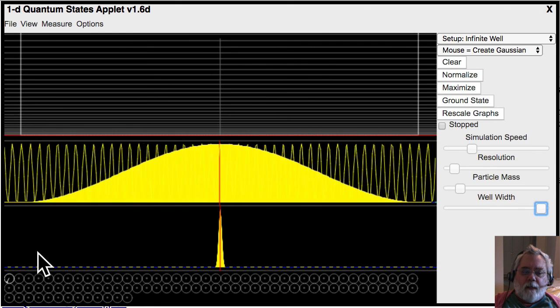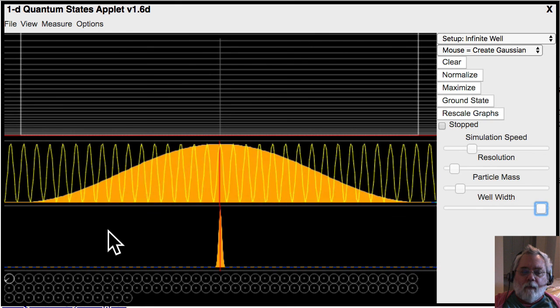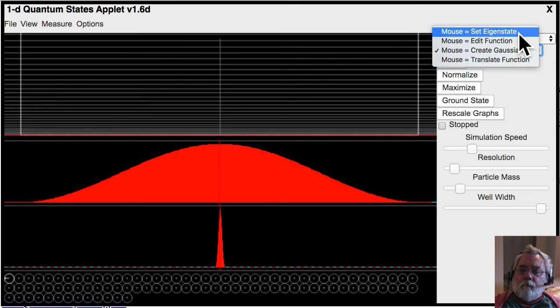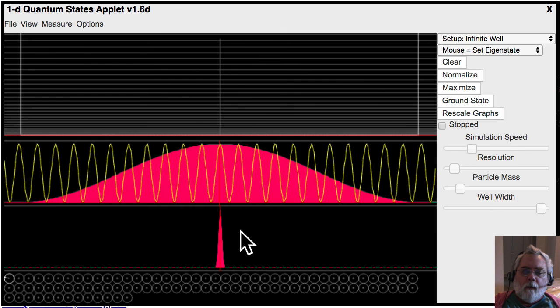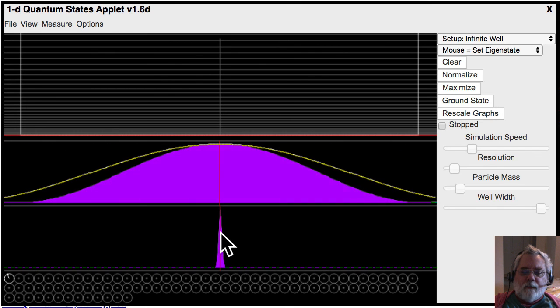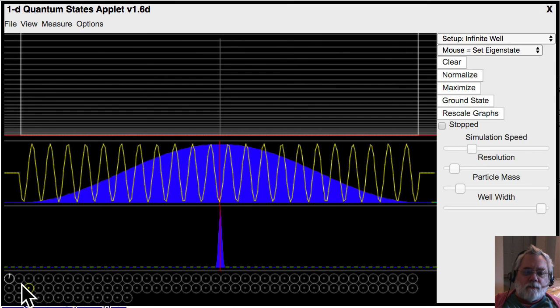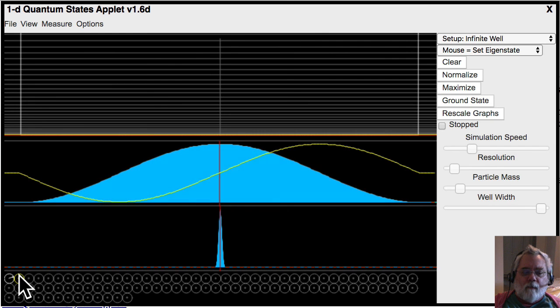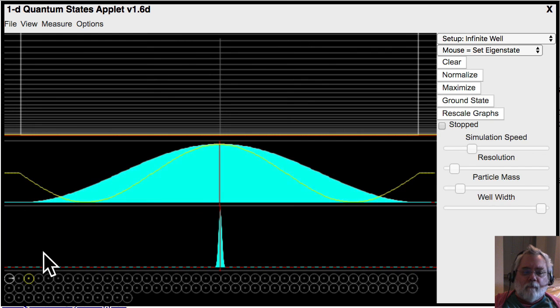Now the third pane here is momentum, but I can't expand this horizontally, so it's hard to see the momentum. This fourth pane here is called phasors. It's the amount of different eigenfunctions that are included in the wave function, the amount and phase. I'll explain this a little later.